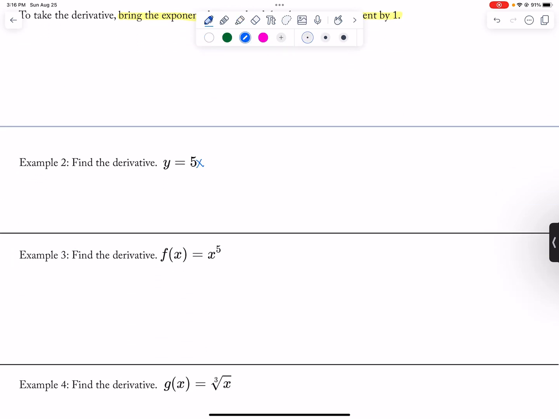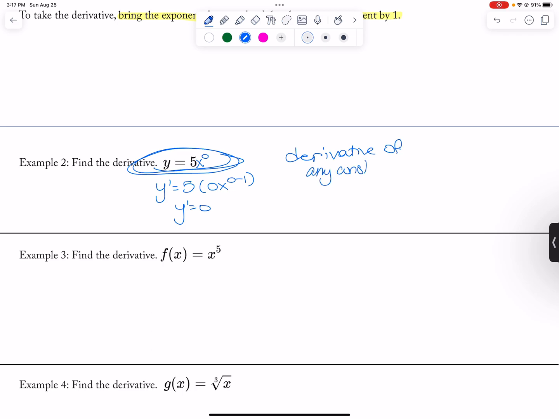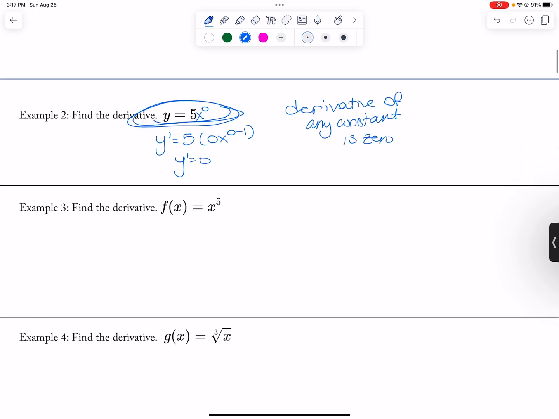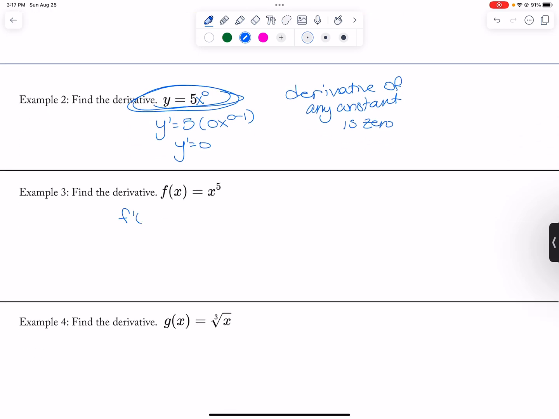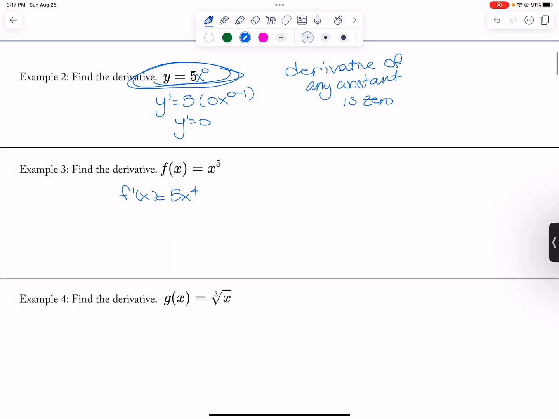The 5 is really multiplied by x to the 0 power. So y prime is 5 times 0, x to the 0 minus 1. So y prime is equal to 0. That means that the derivative of any constant is 0. Okay, so f prime of x is equal to 5x to the 4th.